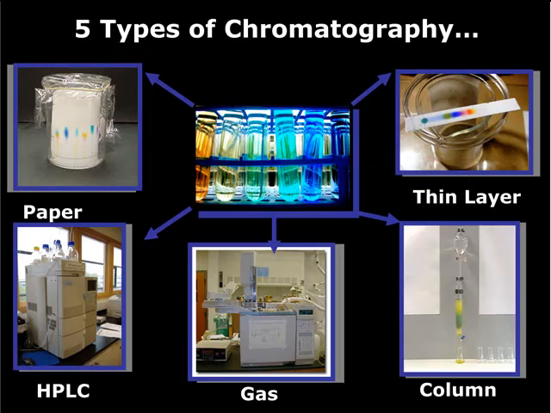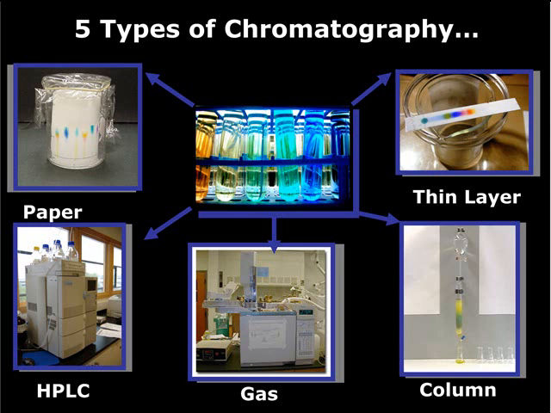There are 5 types of chromatography, as seen here. Most chromatography uses modern instrumentation and involves placing the sample to be analyzed on a support, paper or silica, and transporting it along a mobile phase. The mobile phase can be a liquid, which is liquid chromatography, or a gas, which is gas chromatography.